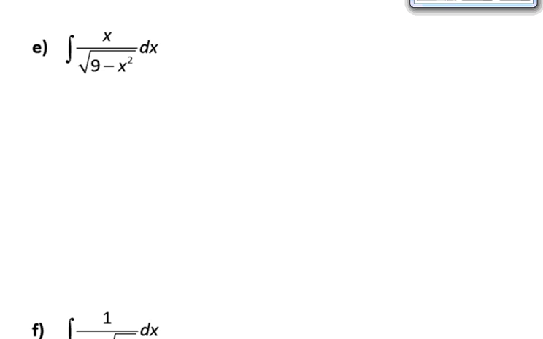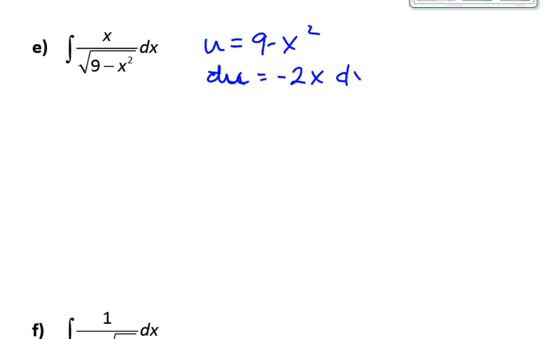We have x over the square root of 9 minus x squared. If I make the u be the whole denominator, the square root of 9 minus x squared, then you get a really gross du. So I'm going to leave u as 9 minus x squared, because then when I take the derivative of that, I can write negative 2x dx. So you've got your x in the numerator, so then all you have to do is divide by negative 2. So that will be a negative 1/2 integral of 1 over the square root of u.